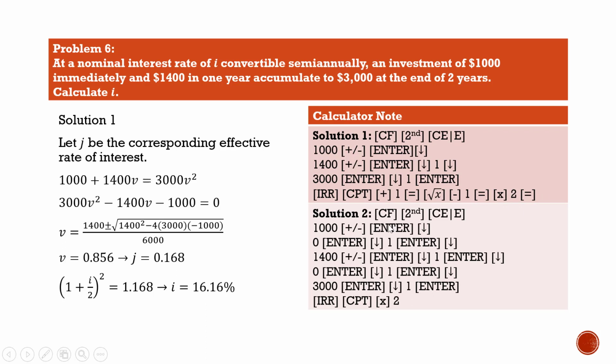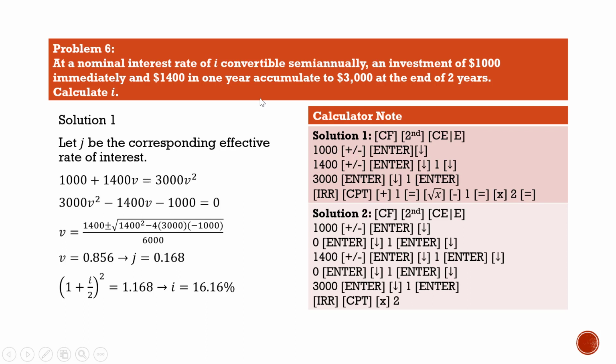The second solution is using net present value cash flows analysis. Here, instead of using the effective rate of interest, we are going to use directly I, the nominal rate of interest convertible semi-annually, but we are going to use I over 2 because I is the interest rate over a year. So it's semi-annual, it's half a year, the interest is I over 2.